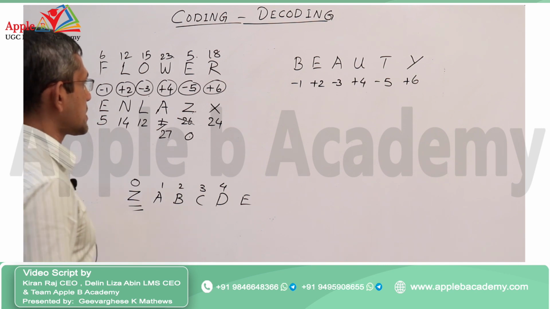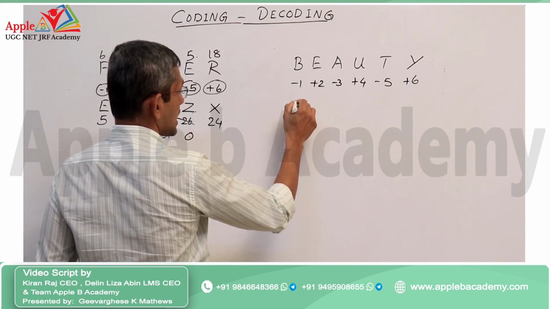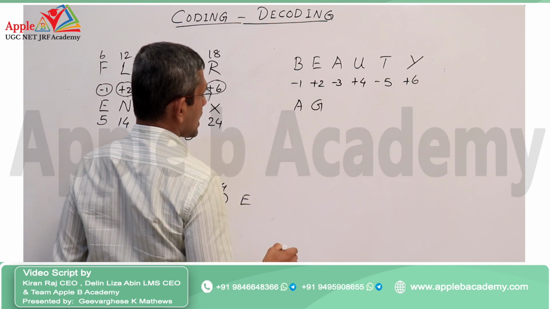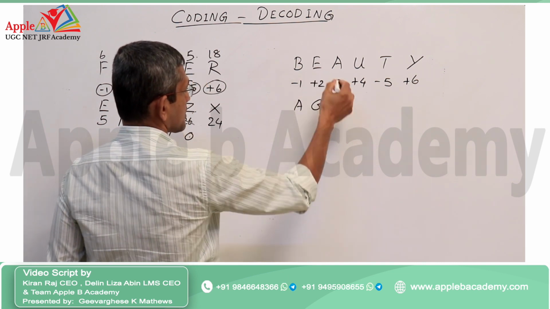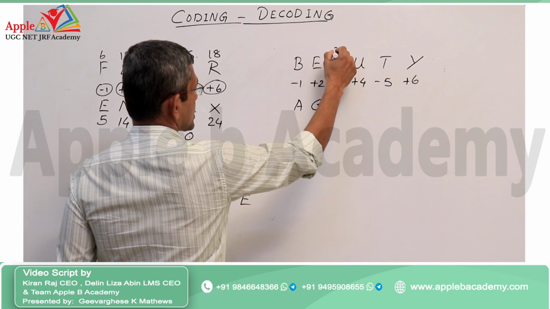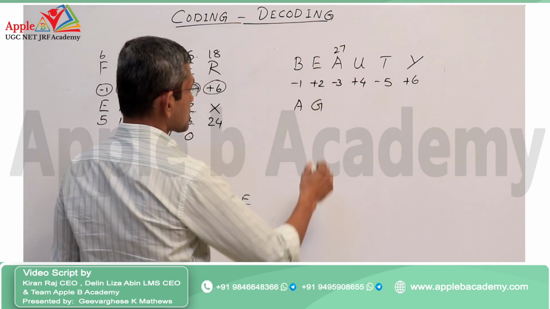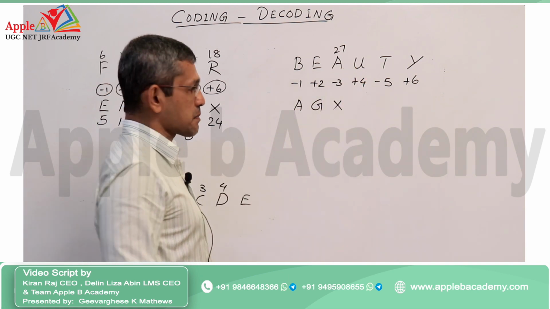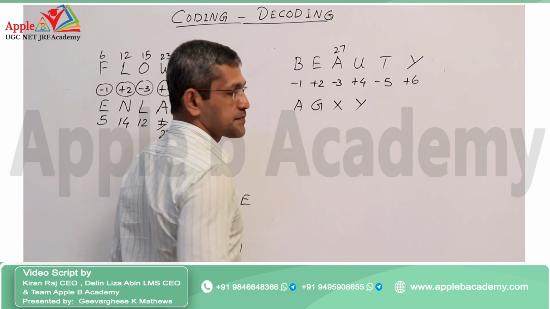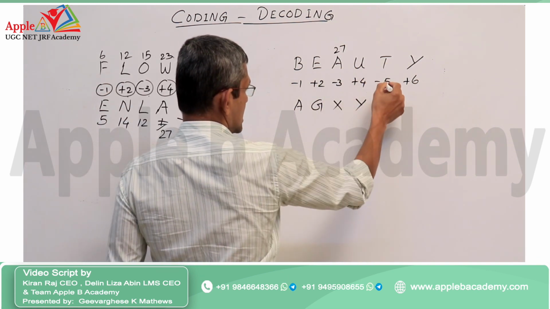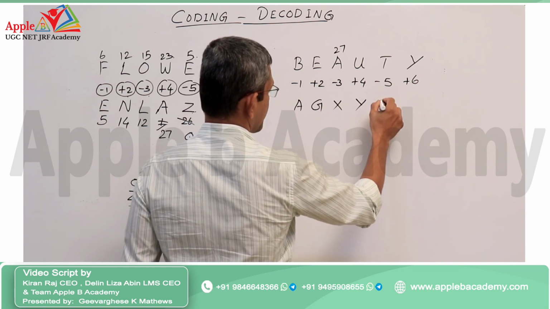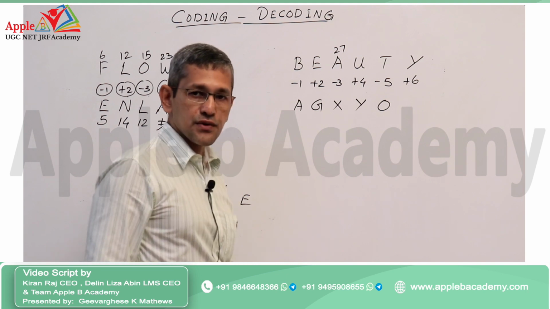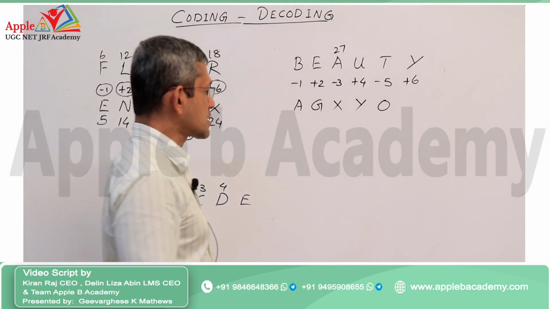Check it out. B plus 1 is C, B minus 1, A. E plus 5, A plus 2, 5. E is 5, 5 plus 2, 7. So this is A. A is 27, take it as 27. 27 minus 3 is 24, that's X. And U, 21, 21 plus 4, 25. And T minus 5, T is 20, 20 minus 5, that is 15. And Y is 25, 25 plus 6, 31, 31 is E.